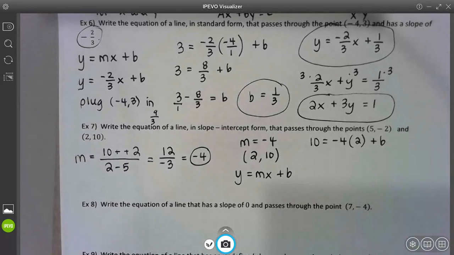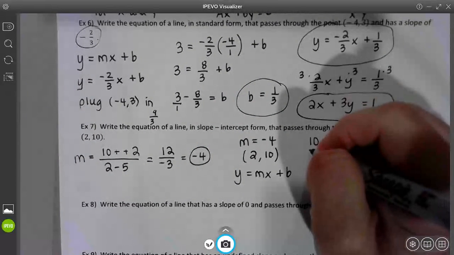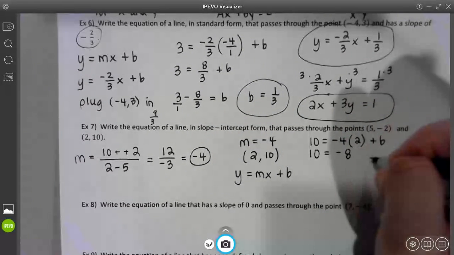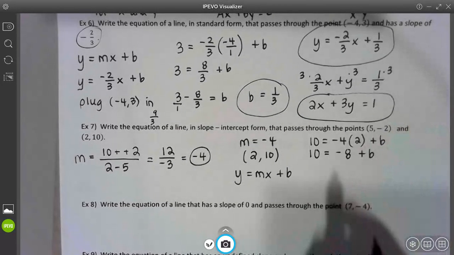Okay, then I'm going to clean it up, and I'm going to solve for b. So that's going to be 10 equals -4 times 2, which is -8, plus b. The only thing we're going to have to do to get b by itself is add that 8 over.